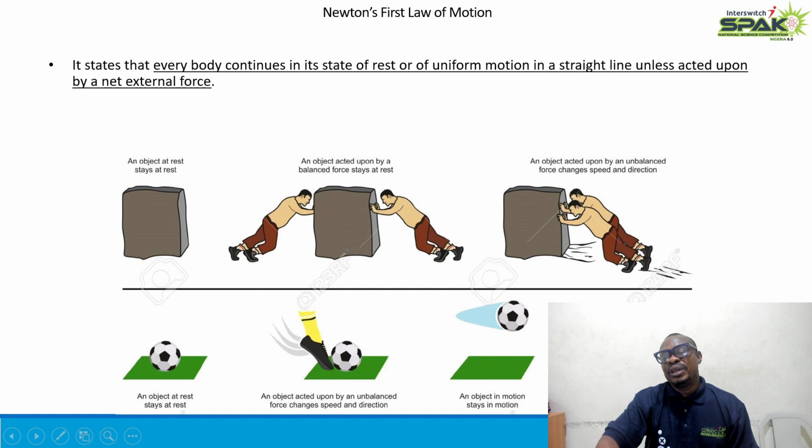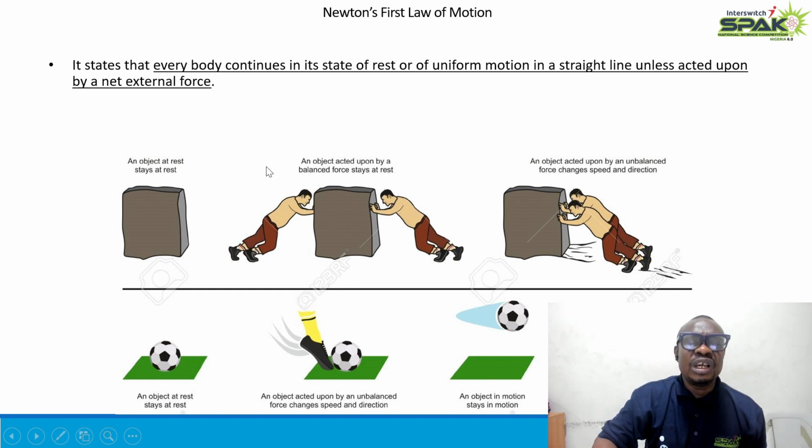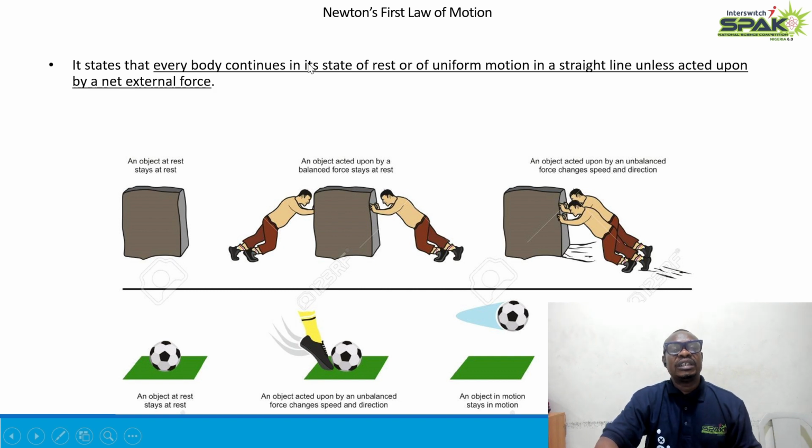So the net is seen as an external force that stops the ball from moving forward. All these are good illustrations of Newton's first law of motion, which simply states that every body or object continues in a state of rest or of uniform motion in a straight line, unless it is acted upon by a net external force.